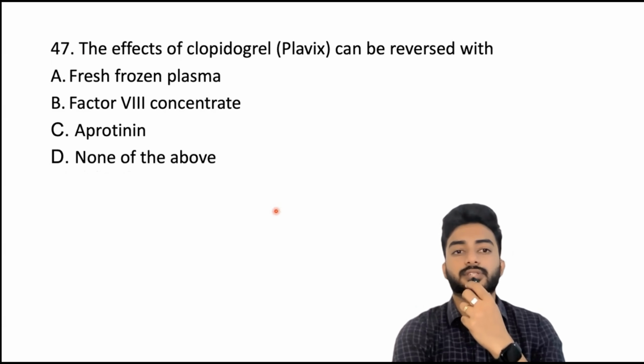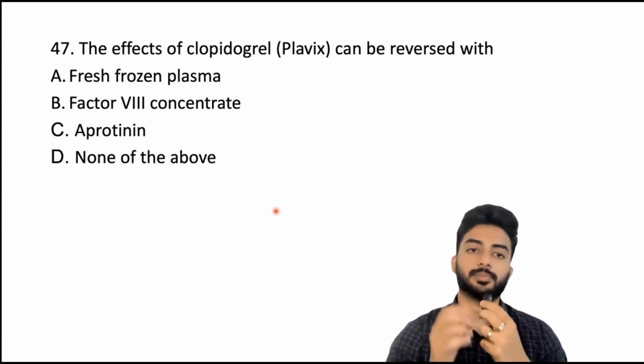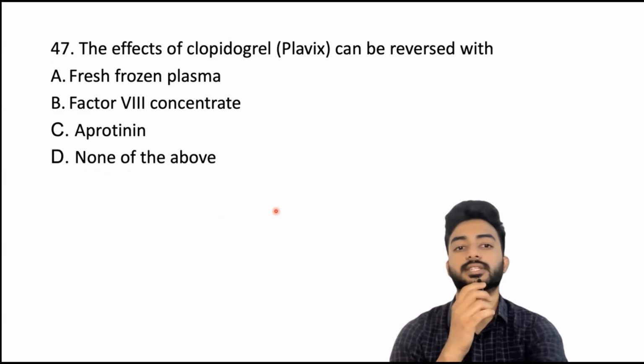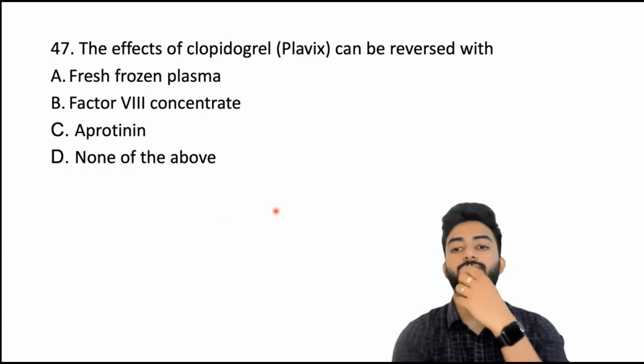Next, 47th question. The effect of clopidogrel, that is Plavix, can be reversed with what? Option A, fresh frozen plasma. Option B, factor 8 concentrate. Option C, aprotinin. Option D, none of the above.